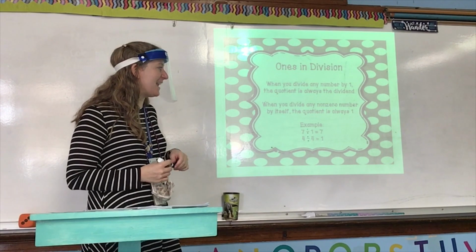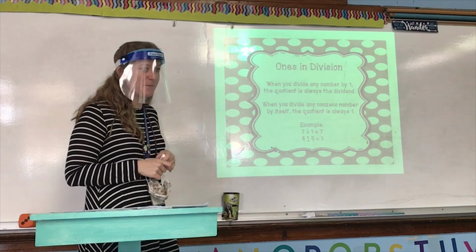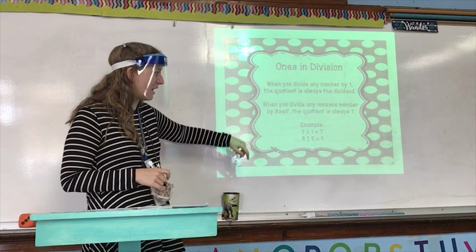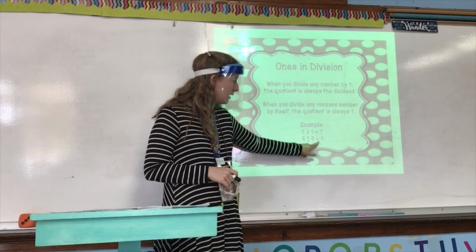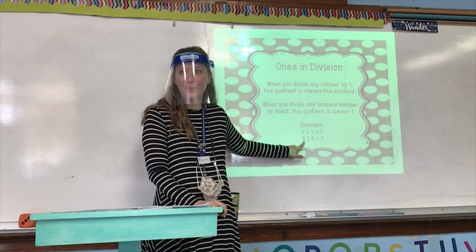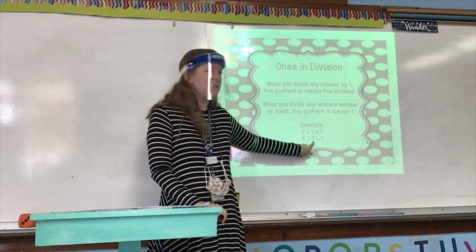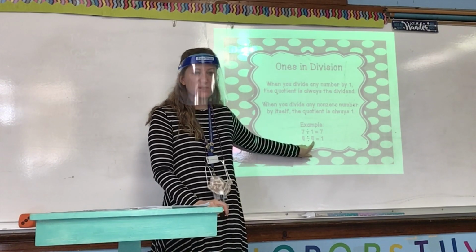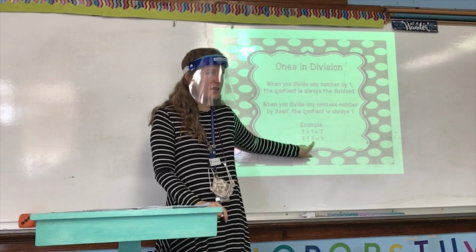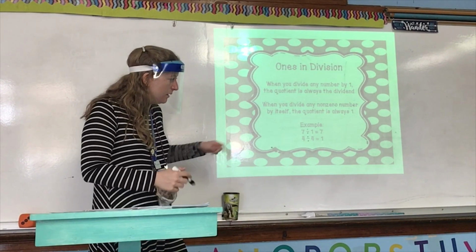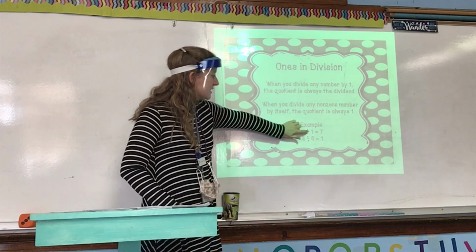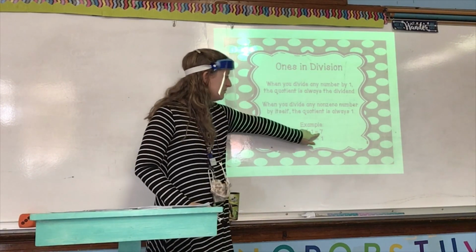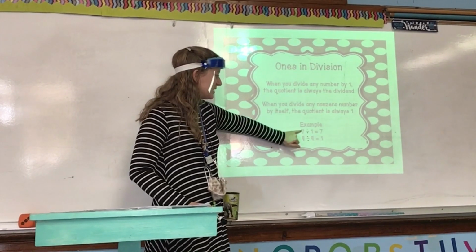The next part, there are 2 parts to this rule. When you divide any non-zero number by itself, that means any number that is not 0 by itself, the quotient is always 1. So for example, 4 divided by 4 equals 1. If I have 4 apples and I give them equally to 4 kids, how many apples will each kid get? Zadie? 1.